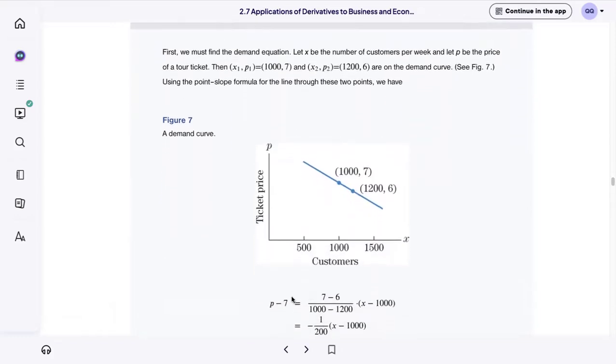So what are we given? We're given the first point: 1,000 tickets sold at $7. If we lower the price to $6, it jumps to 1,200. So we're given 2 points. Of course, we can find the slope, and we can find the equation of the line.